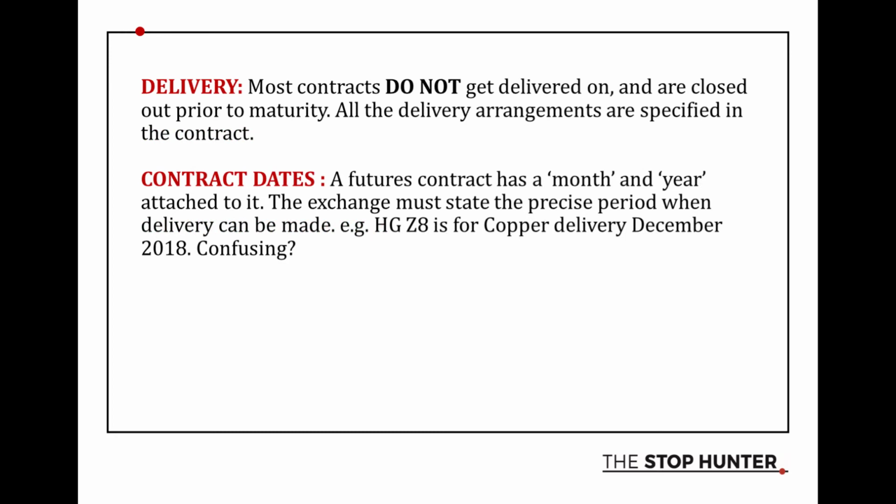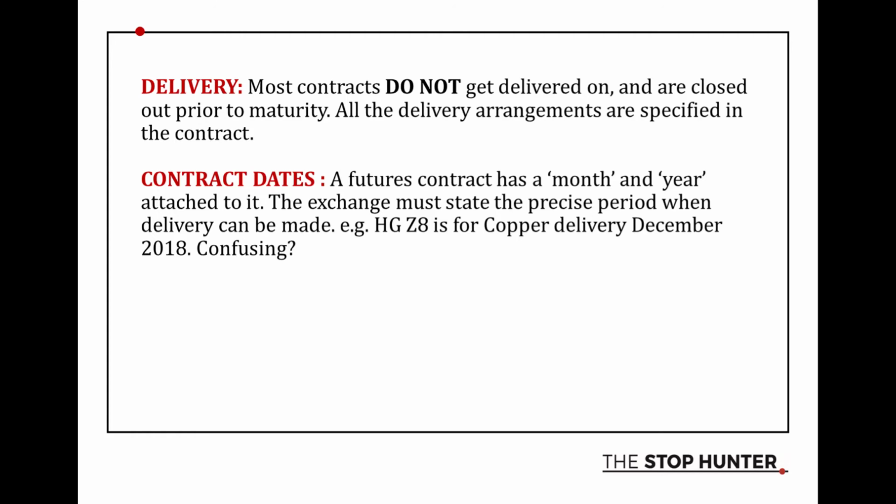Next up, delivery. What does it mean? Well, remember, most contracts do not get delivered on and are closed out prior to expiry, maturity, and all the delivery arrangements are specified in the contract. Remember, some users, the commercial users, might want actual delivery of that underlying. And very importantly, all these futures contracts have contract dates, and it's normally done by a month and a year, and the exchange must state the precise period when delivery can be made.